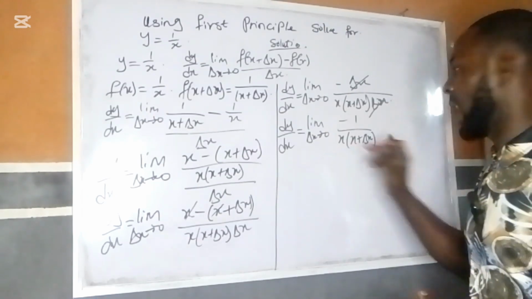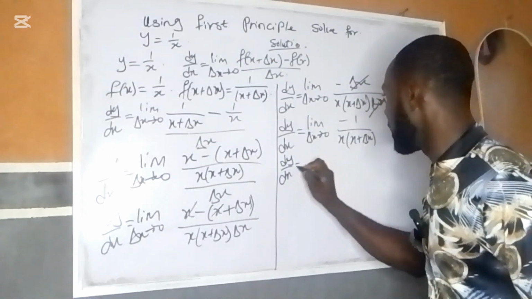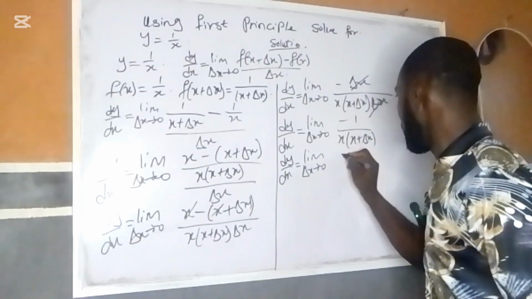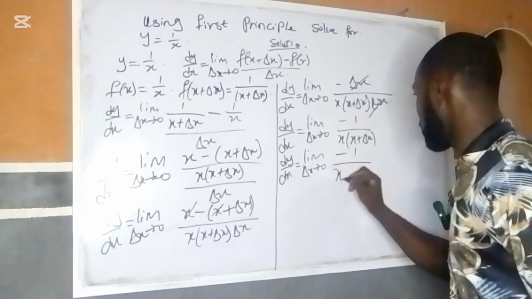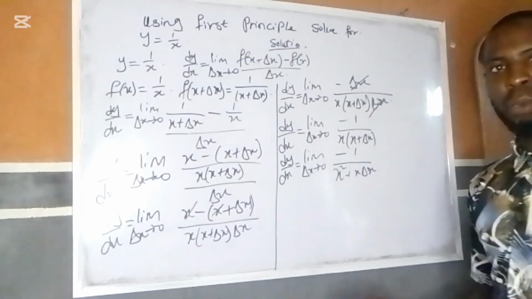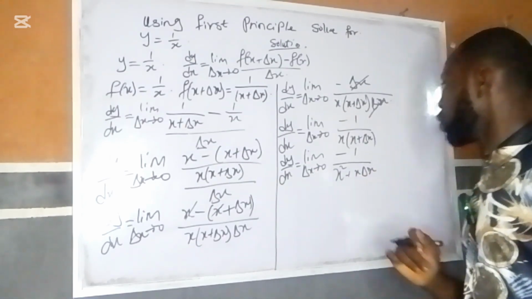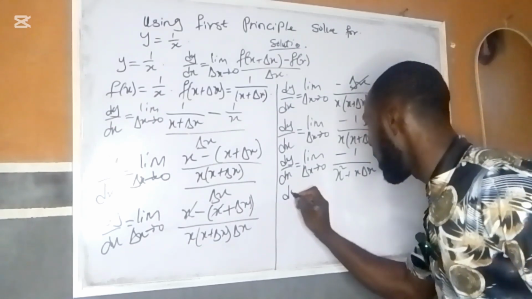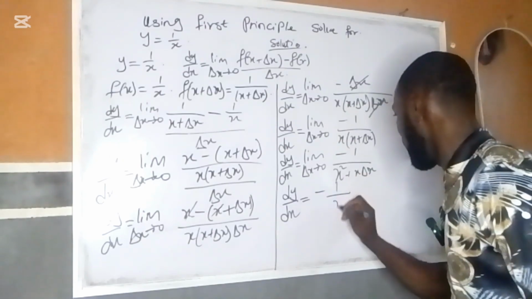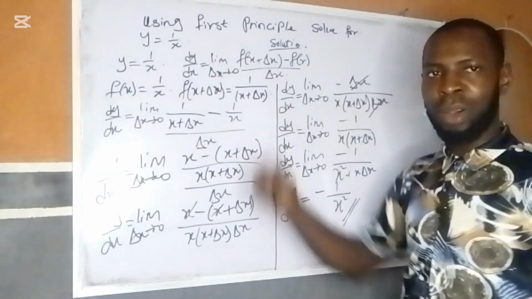Let's multiply through by this x that remains here, right? In which we'll now have our dy/dx is equal to the limit as change in x approaches 0 of minus 1 all over x squared plus x change in x. But when change in x approaches 0, everything turns to 0 at this point, right? So what is left is dy/dx is equal to minus 1 all over x squared. So that is the derivative of 1 all over x.